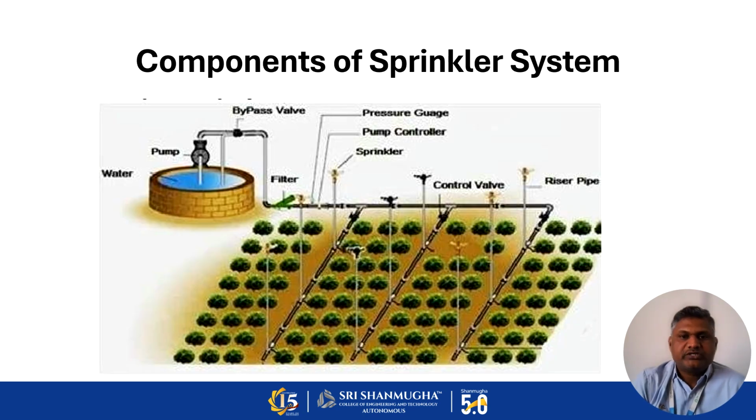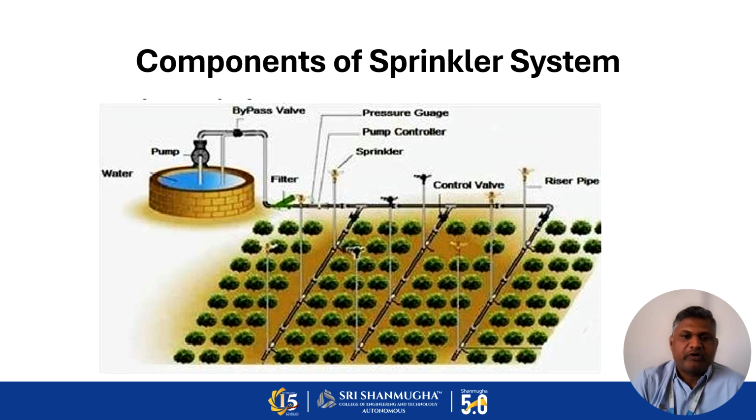These are the components of a sprinkler irrigation system. Here the water source is pumped through a pump. It may be a centrifugal pump, and a bypass valve is installed. A non-return valve is also fixed. And for filters, normally two filters are adopted: one is a primary filter and the other a secondary filter. The primary filters are like hydrocyclone or sand filters.